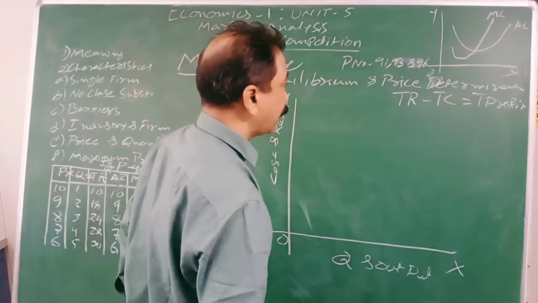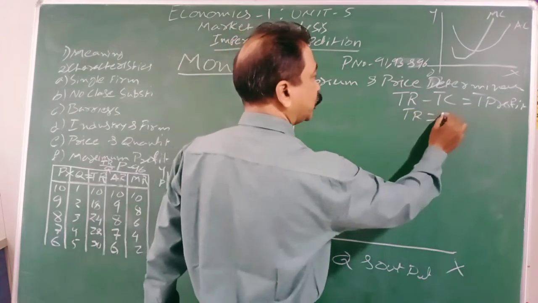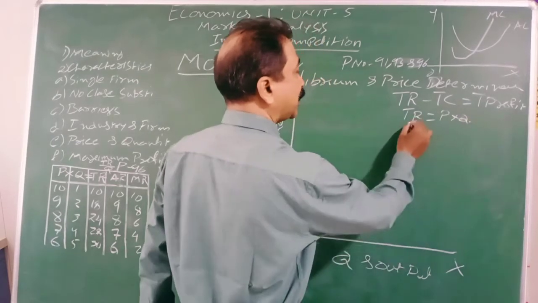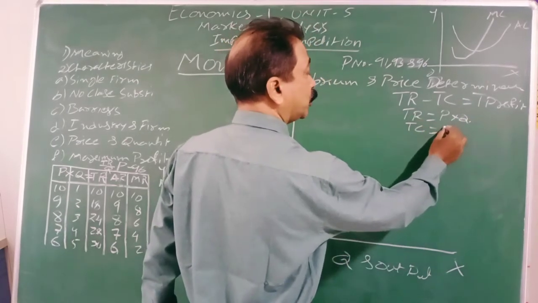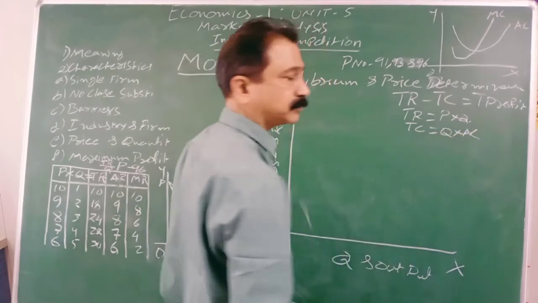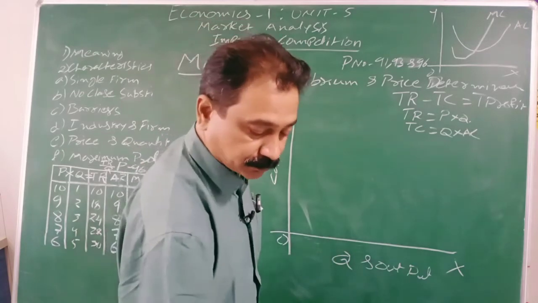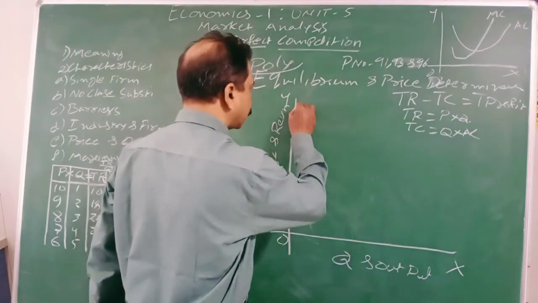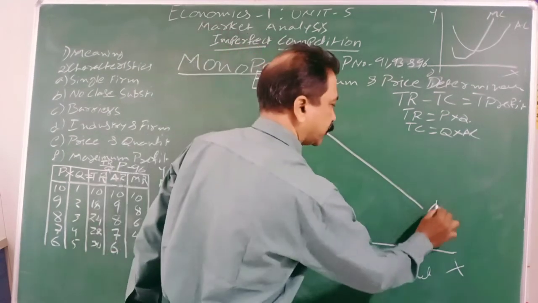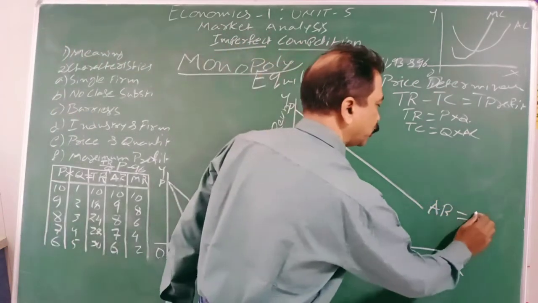And here, how do you get the total revenue? TR equals P into Q. How do you get TC? Total cost equals quantity into average cost. Now we are going to watch these things. Okay, now P, AR. Same, this I am depicting here. AR is equal to price.